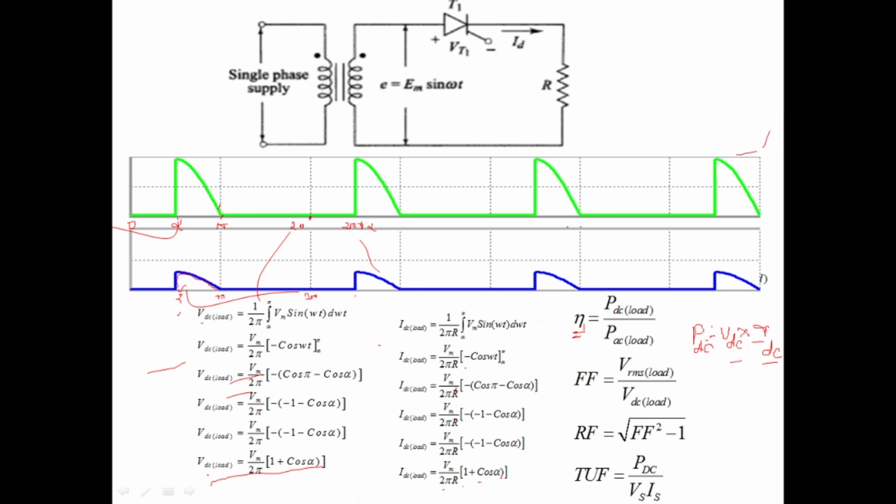You need not derive this. If you are able to remember, please remember that for the half wave controlled rectifier, VDC of load has this formula, and IDC of load has this formula. If you divide VDC of load by R, you will get IDC of load. I already told you the formula for rectification efficiency.